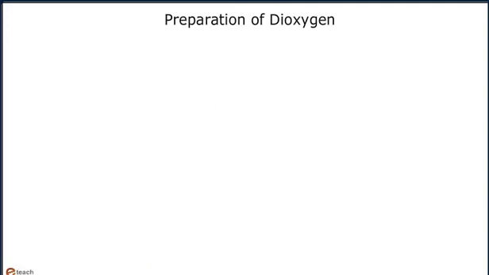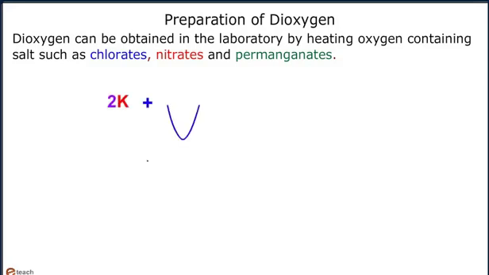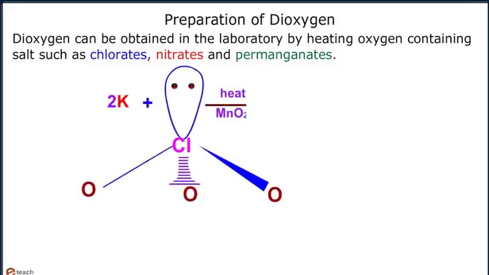Dioxygen. Preparation of dioxygen. Dioxygen can be obtained in the laboratory by heating oxygen containing salts such as chlorates, nitrates, and permanganates. For example, the reaction 2KClO3 on heating in presence of MnO2 gives 2KCl plus 3O2.